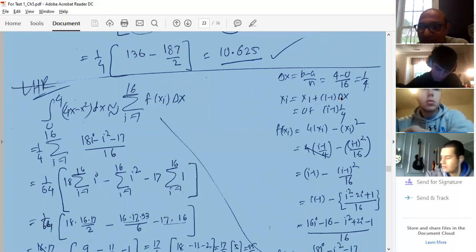Alex: Yes, sir. This is i minus 1 delta x. So x1 is your first number, that is 0, plus i minus 1 delta x. Already you figured it out, that is 1/4.